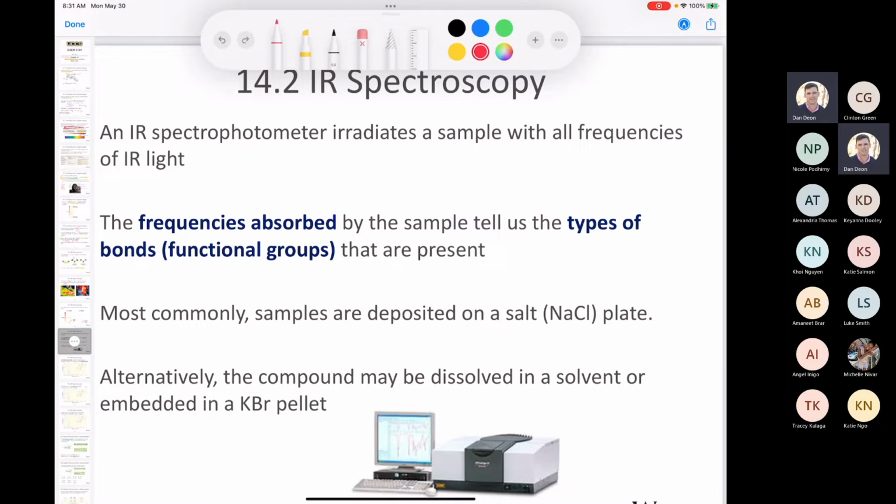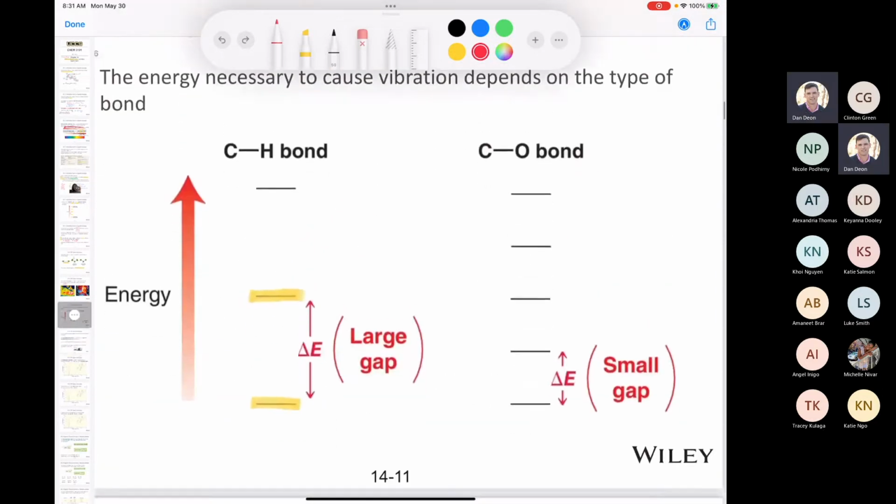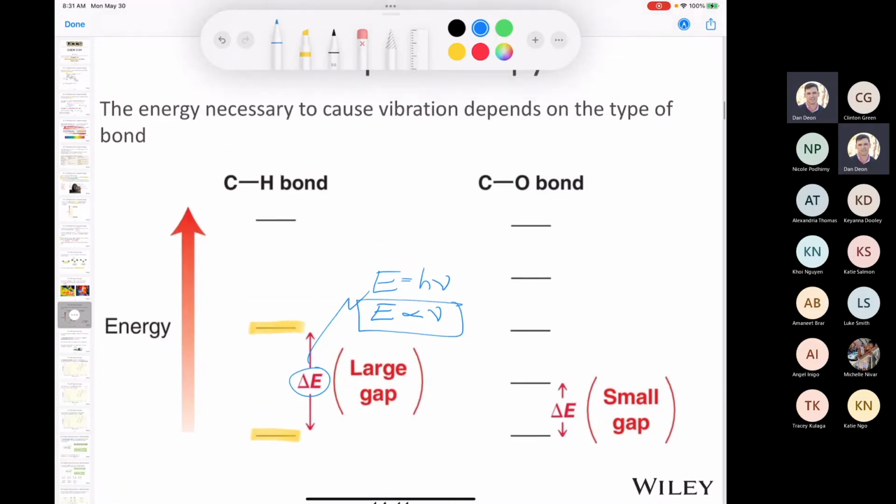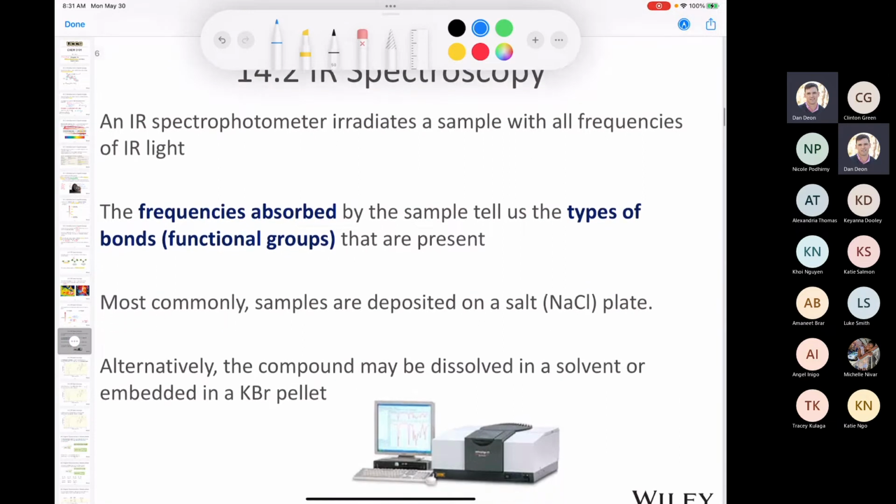But again, the frequencies of light that are absorbed tell us about the types of bonds and the functional groups that are present. Remember, you saw a few minutes ago that energy was equal to Planck's constant times frequency. The energy is directly proportional to the frequency. So higher frequency, higher energy gap. Lower frequency, lower energy gap. Well, let's get back to this thing here.